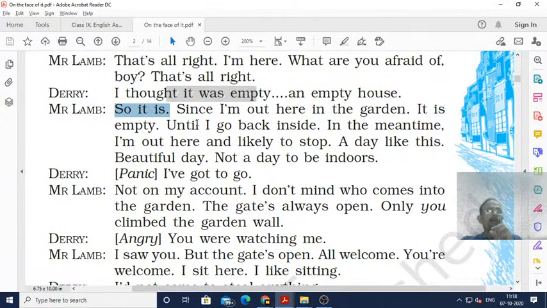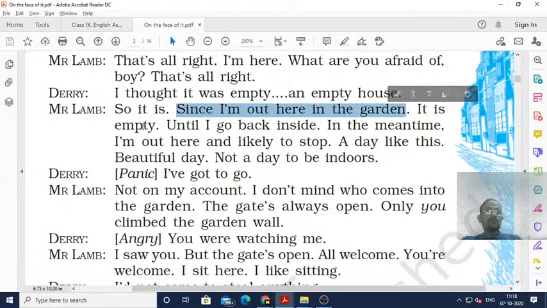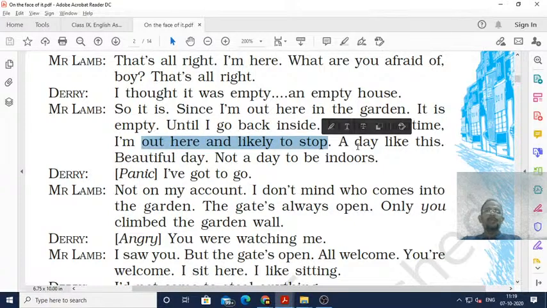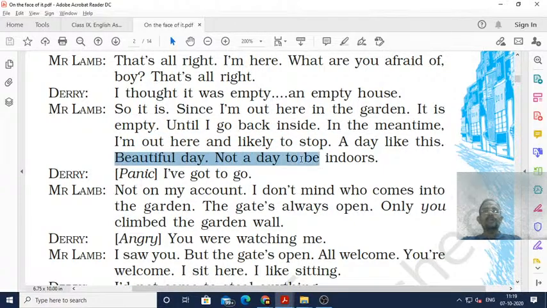Mr. Lamb says, yeah, of course it is empty, since I am out here in the garden. A house is empty because I am outside the house now. I am in the garden now. That is why it is empty until I go back inside, it will remain empty. In the meantime, I am out here and likely to stop. A beautiful day, not a day to be indoors.